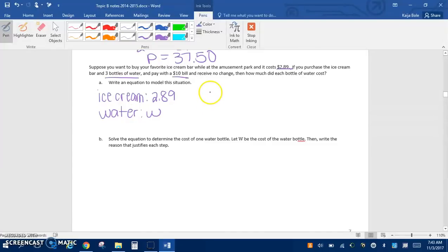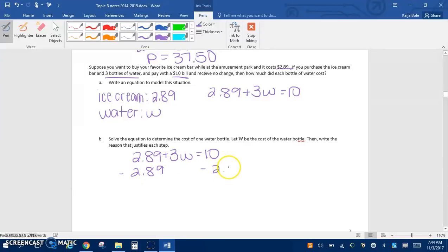So we know that they paid $2.89 for the ice cream, and then plus they got 3 bottles of water, so it will be 3W, and this all equals 10. So actually I'm one step ahead of the game here. So that's all for part A. Alright, part B says to solve the equation. So we have 2.89 plus 3W equals 10. So I'm going to subtract 2.89 from both sides.